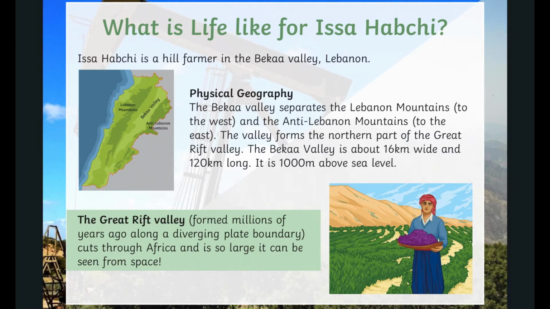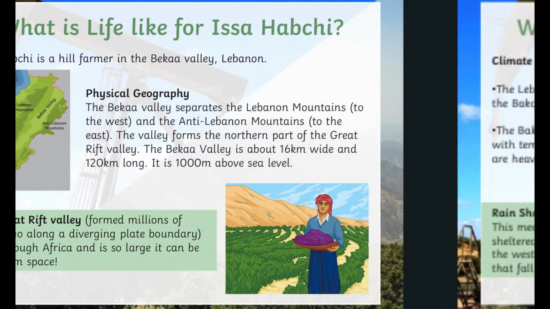The Bekaa Valley separates the Lebanon mountains to the west and the anti-Lebanon mountains to the east. The valley forms the northern part of the Great Rift Valley, and the Bekaa Valley is about 16 kilometres wide and 120 kilometres long. It's 1,000 metres above sea level. The Great Rift Valley, formed millions of years ago along a diverging plate boundary, cuts through Africa, and it's so large that it can be seen from space.